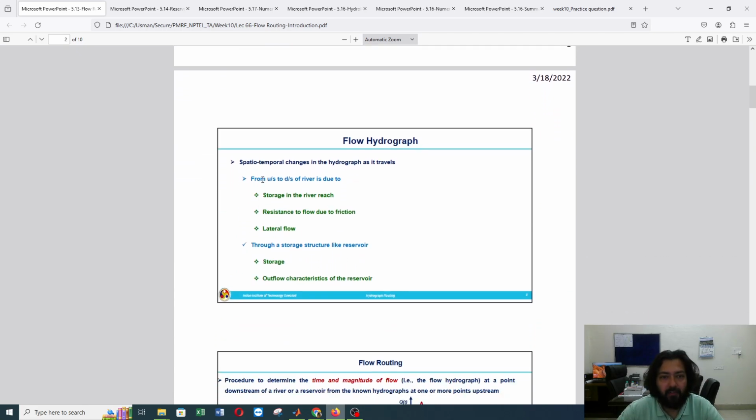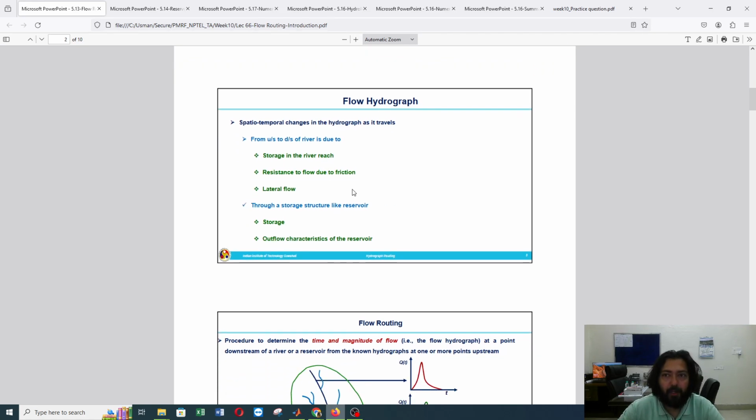When water is traveling from upstream to downstream of a river, there are three changes occurring. The first is that storage in the river reach is changing. The second is that resistance to flow due to friction changes, and the last is lateral flow, right? Also, in a catchment there may be a reservoir structure, which will also have an effect on the hydrograph, because there will be a change in storage and also a change in the outflow characteristics of the reservoir. So these are the changes that happen to a hydrograph when it is traveling from upstream to downstream of a river, or when there is a storage structure in the reservoir.